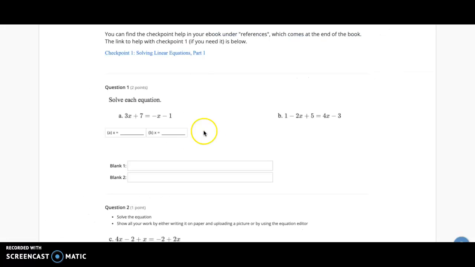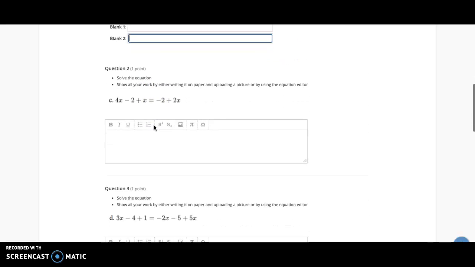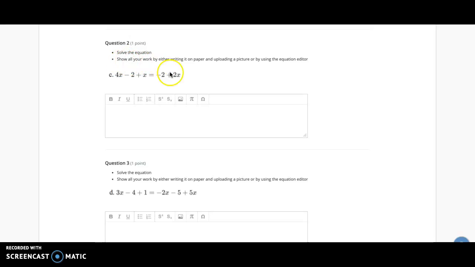And then on the checkpoint, you're going to have 4 questions. 2 fill in the blanks where you can just type in your nice little answer there. Oh, the answer is 3, right? You don't need to write x equals. We already have x equals up here, so just type in 3 or whatever the answer is. Same thing with the second one, just type in a single number. If it's a -3, just put a -3 with no spaces. But you're going to solve those 2. And then you have 2 questions down here where you're actually going to solve the equation and then show your work by either writing it on a paper and uploading that picture right here, or by using the equation editor right here. Okay? So you're going to solve both of these.